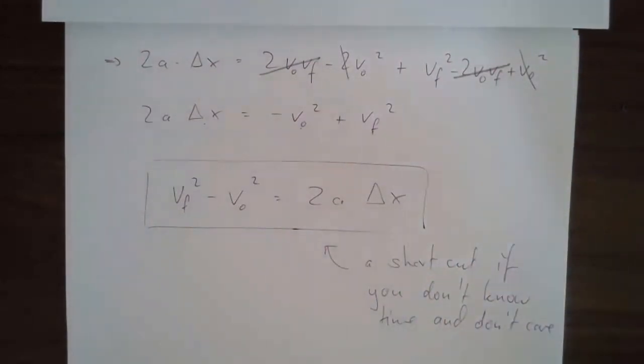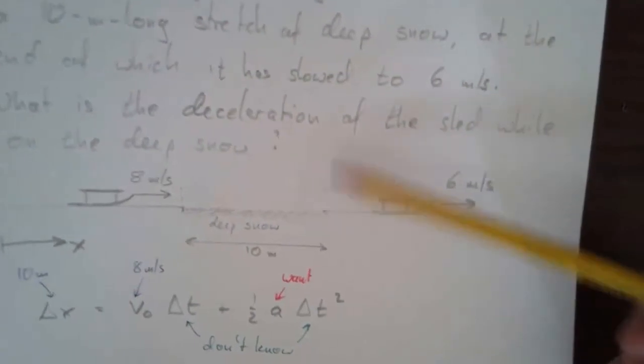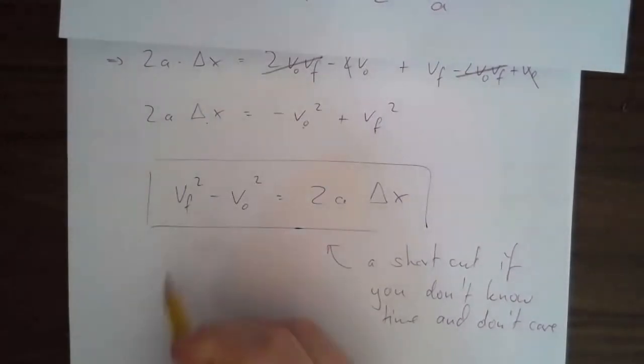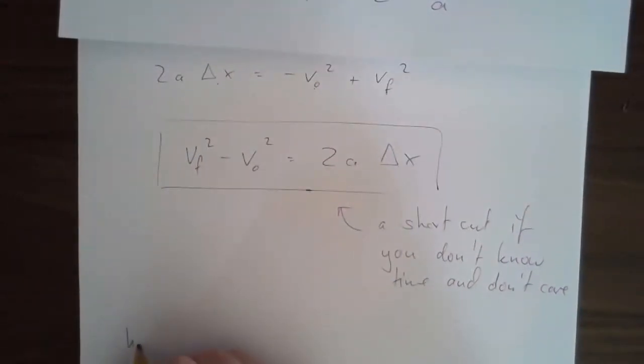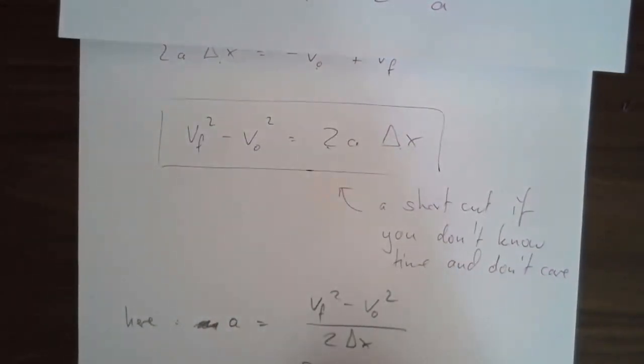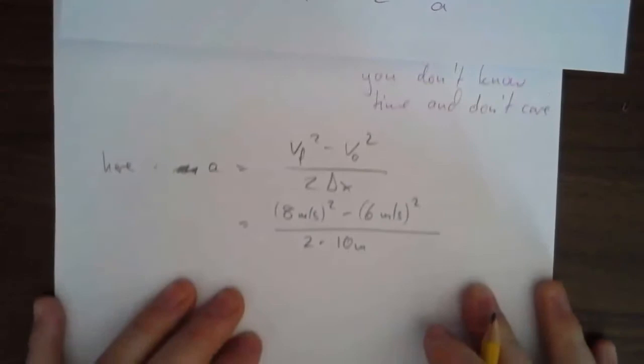Alright, let's actually find our answer to our problem with the sled. So we are done. Let's have a look. So initial velocity 8, final velocity 6. So in our case, here, we want to get the acceleration. That's the unknown. So it's v final squared minus v initial squared divided by 2 times delta x. So that is going to be 8 meters per second squared minus 6 meters per second squared divided by 2 times 10 meters. Oops, went off the screen there.